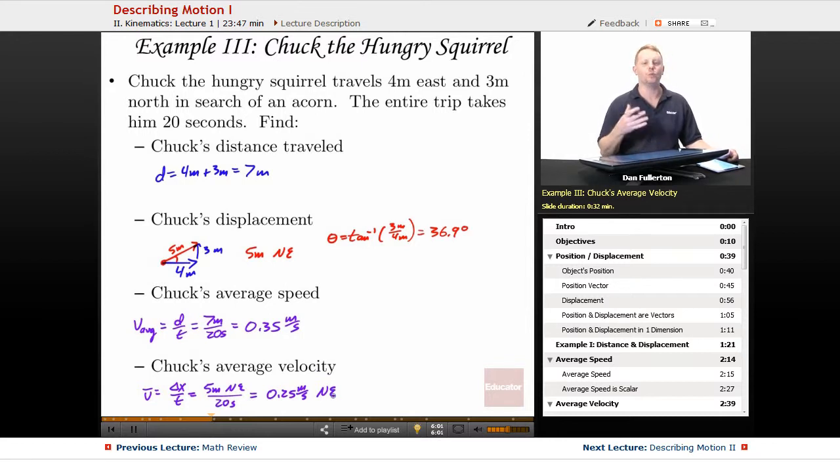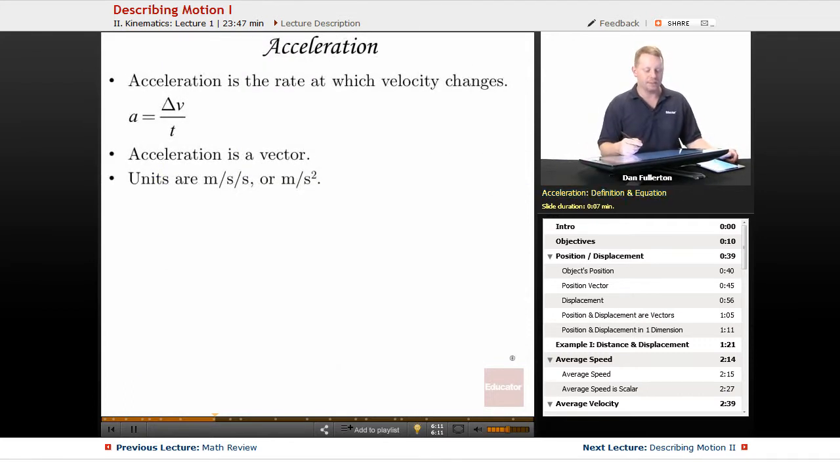Subtle differences. You really have to know what you're talking about and read carefully when you get into distance, displacement, speed, and velocity considerations. Okay, let's take a look at acceleration. That's the rate at which velocity changes. So acceleration is change in velocity over time. It's a vector, it has a direction, and the units of acceleration are meters per second squared. That can be confusing to a lot of folks the first time you see it.